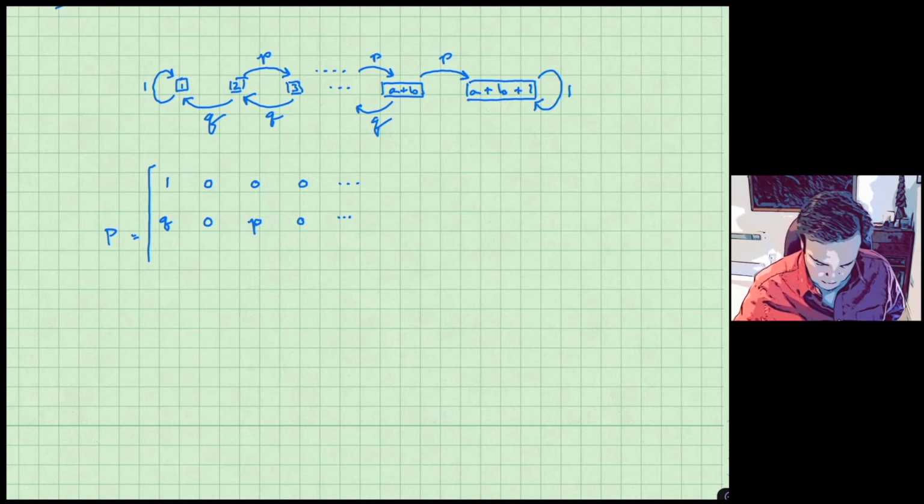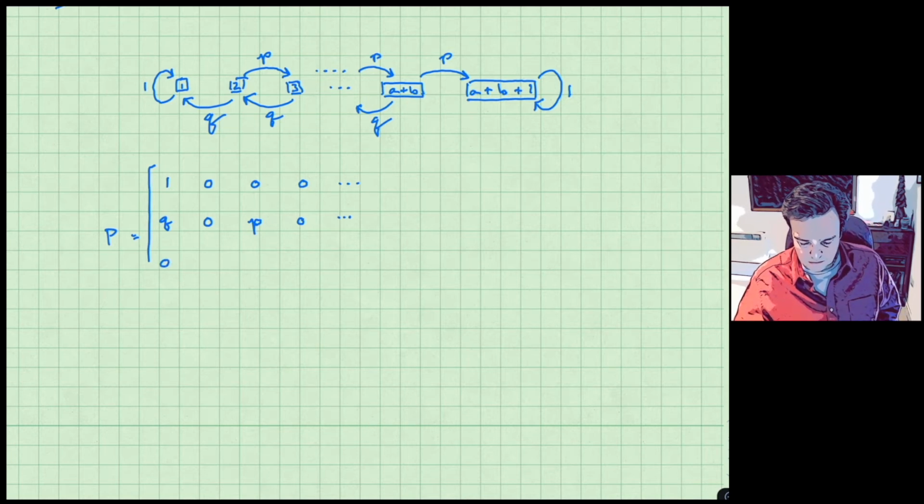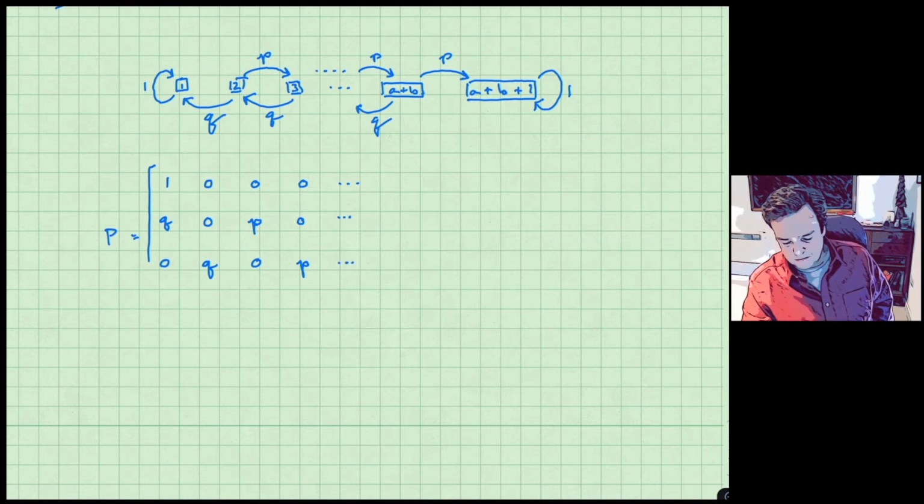Probability of going from state 3 to state 1, that's 0, right? You can't. You can only go from state 3 either to state 2 or to state 4. And to go to state 2, it happens with probability Q. And you can't go to state 3. You can go to state 4, like this, and so on. And so this continues to fill up.